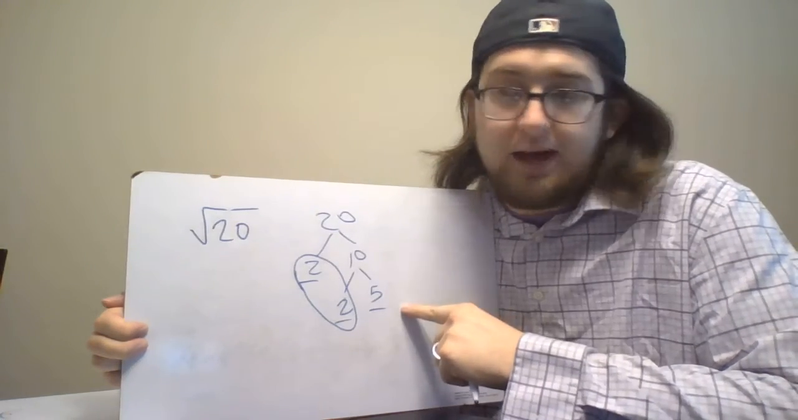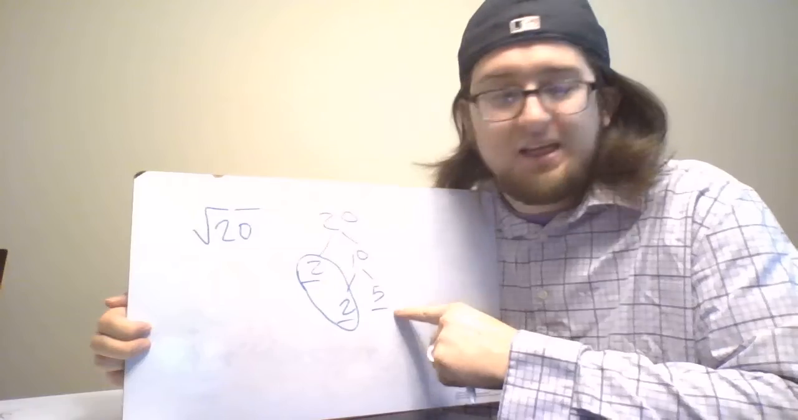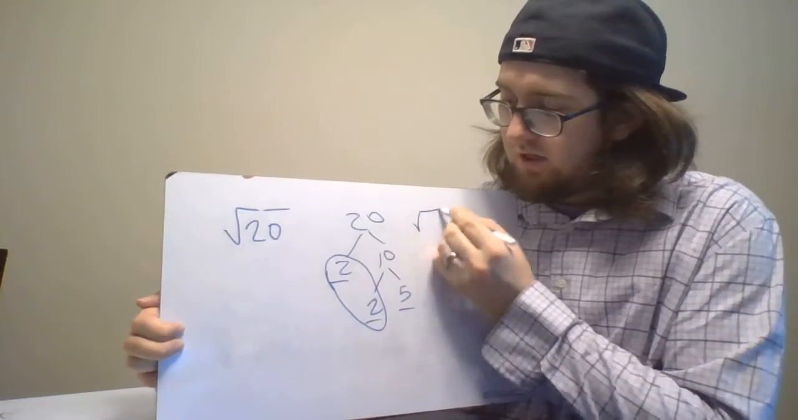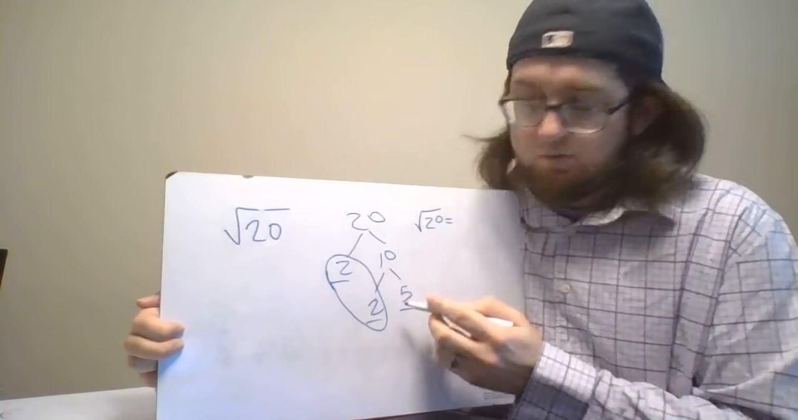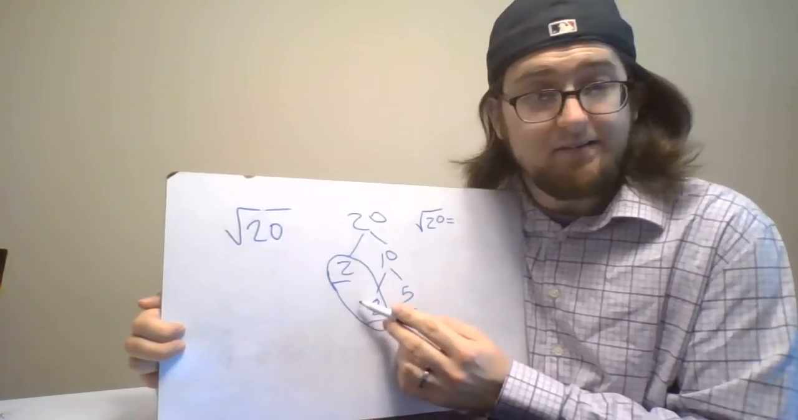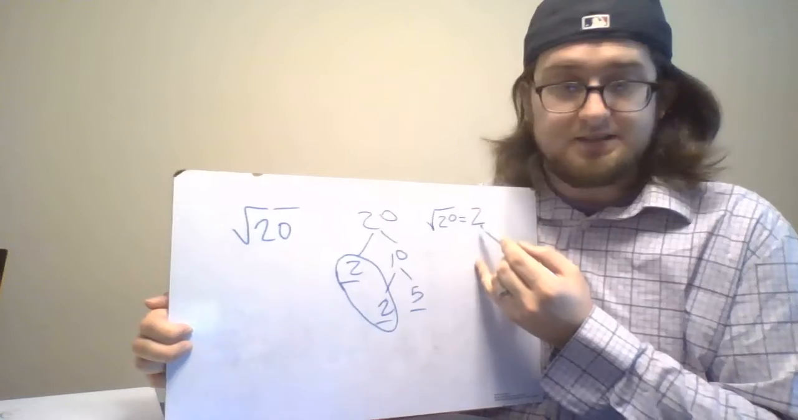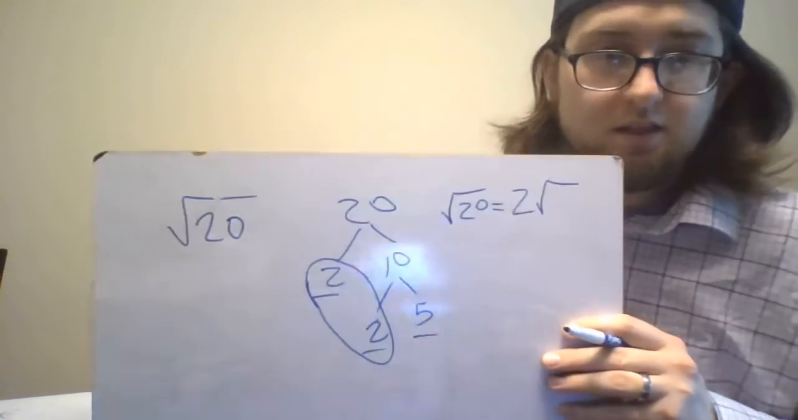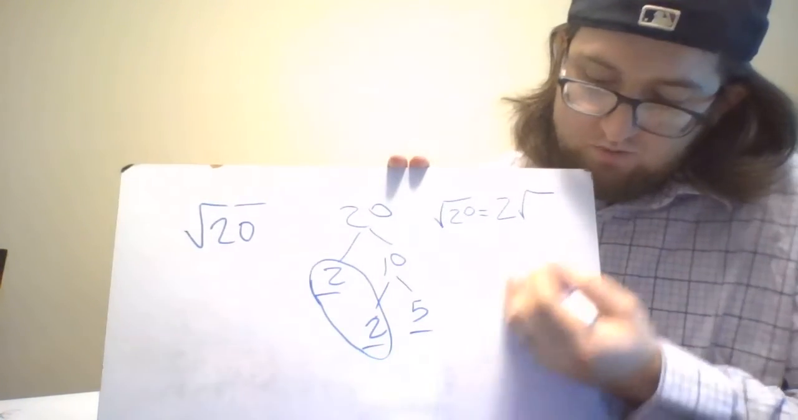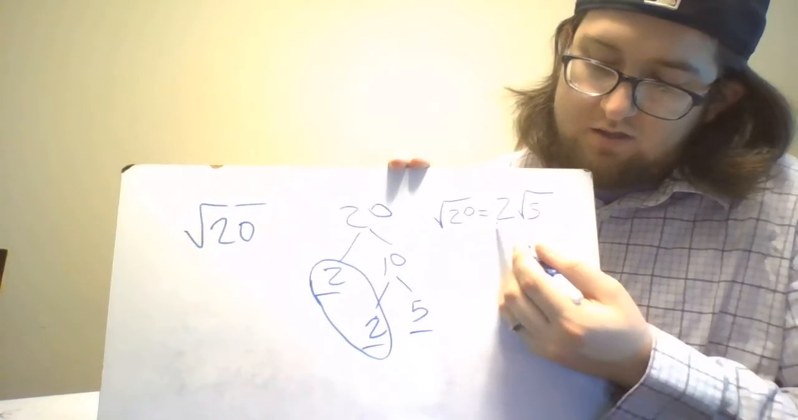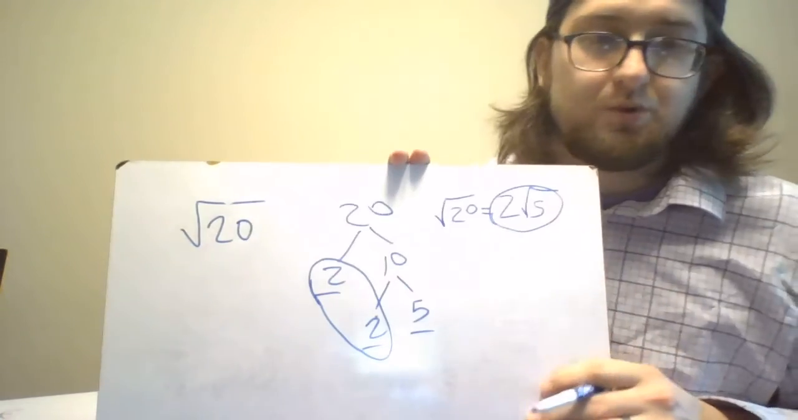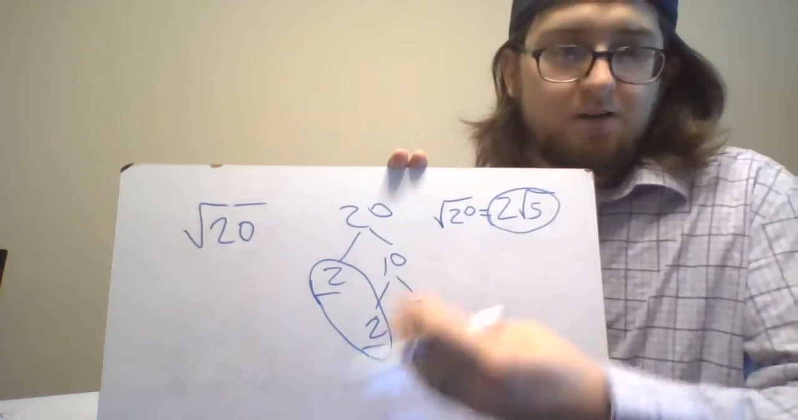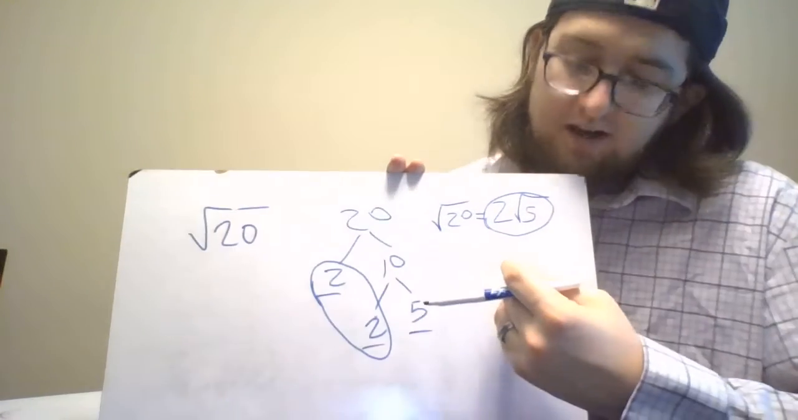So what do we do with that? When things do not get paired up, they stay inside the radical. So the square root of 20, what's outside the radical? The pairs. So there's a 2. 2 goes outside. And then we've got to bring the radical back. And what goes inside? What's left underlined? So your answer is 2 square roots of 5. That is the simplified form of the square root of 20. 2 square roots of 5.